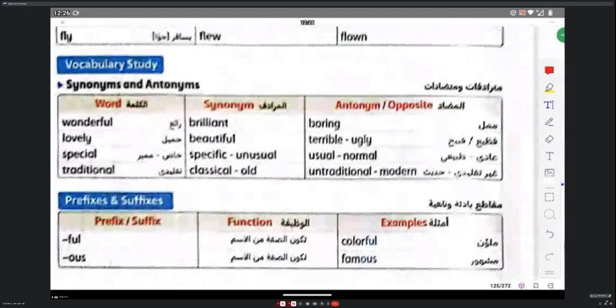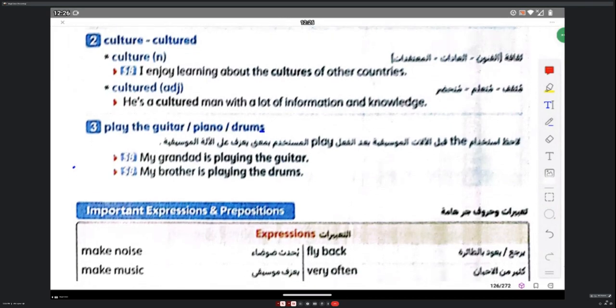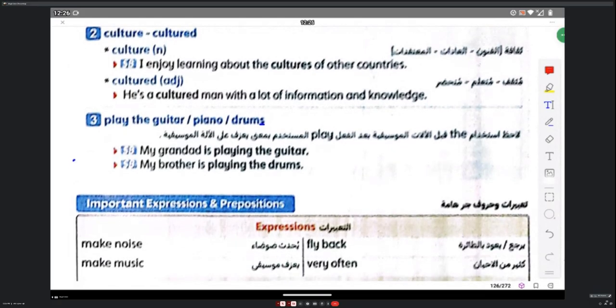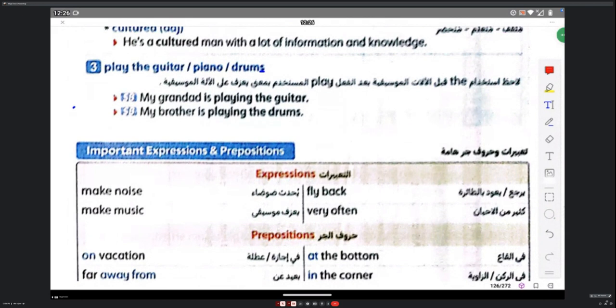Two, culture. Culture is a noun. I enjoy learning about the cultures of other countries. Cultured, adjective. He's a cultured man with a lot of information and knowledge. Three, play the guitar, piano, drums. My granddad is playing the guitar. My brother is playing the drums.